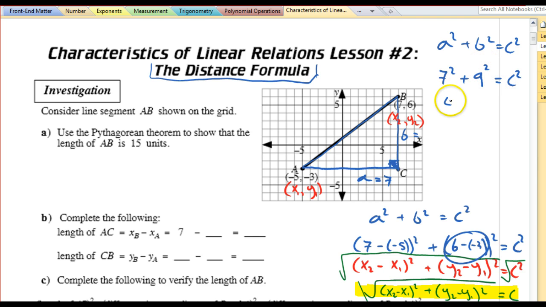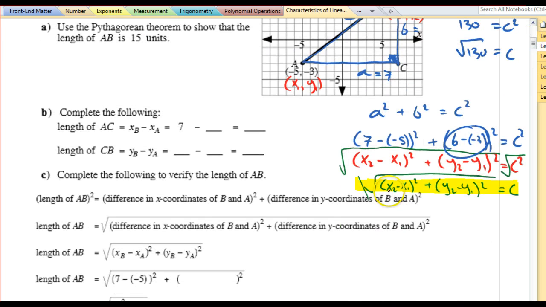Now I have 49 plus 81 equals C squared. And finally I have 130 equals C squared. And then finally the square root of 130 is the distance. C, or whatever letter you want to label that as. Now I think that's a lot easier than trying to memorize this formula and then trying to plug in numbers for x2 and x1. But again, everybody's different, so you should try both ways.